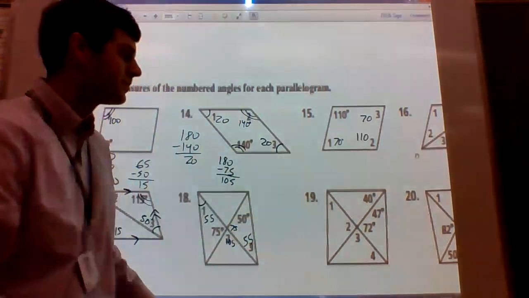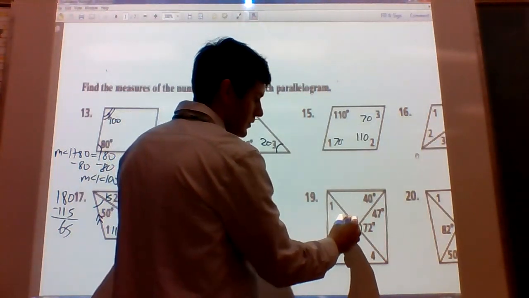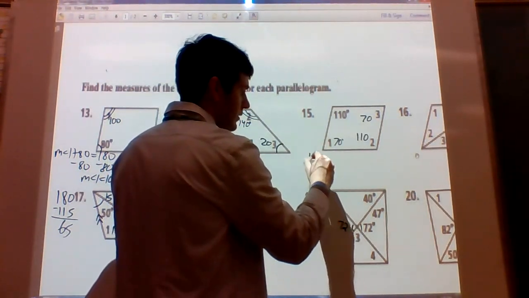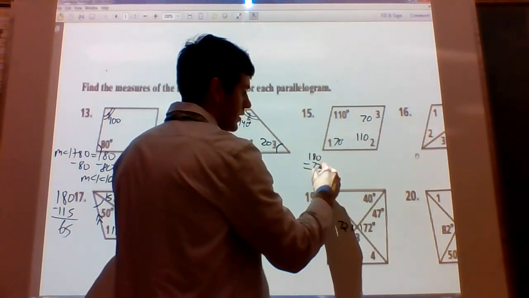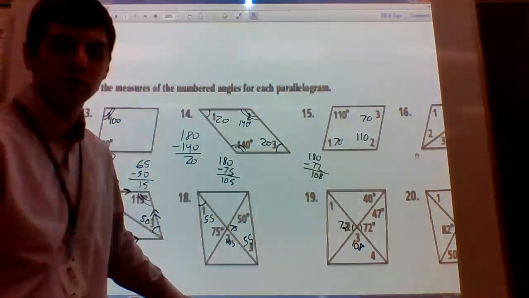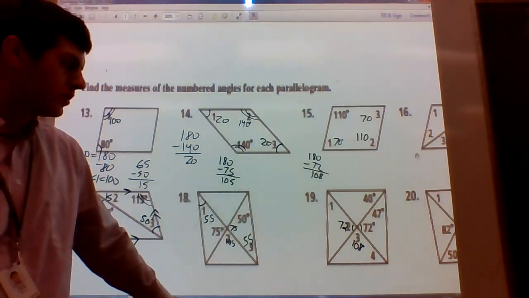19. Same sort of thing. Vertical angles. So this is going to be 72. We have a linear pair, so 180 minus 72 is going to give us 108. That's information from the old units. Back from unit 2.